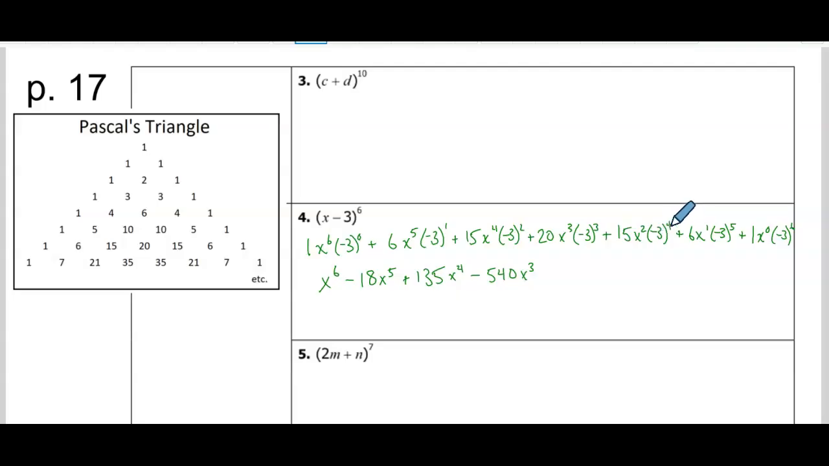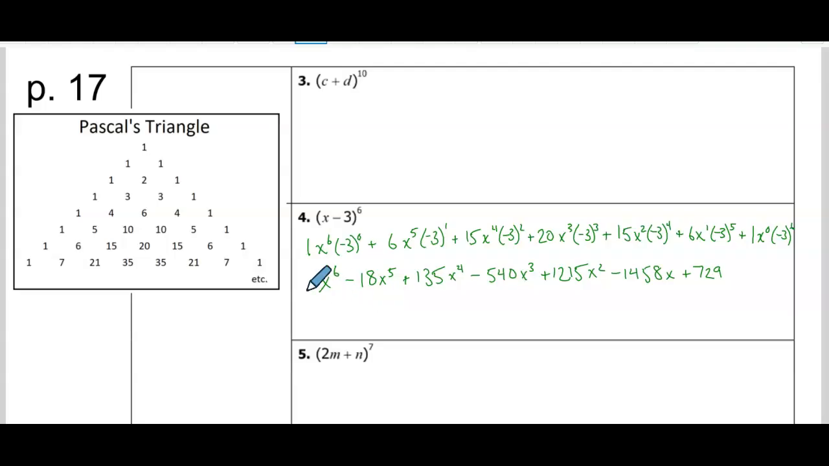Moving along here, -3 to the 4th is positive because it's an even power. 81 times 15 is going to give me 1,215. X squared. Second to last term here is going to be a negative again, -243 when I raise this to the 5th power, times 6 gives me a total of -1,458. And that's just x to the 1st. And lastly, this x to the 0 is nothing, it's just going to become 1. -3 to the 6 becomes positive, and 3 to the 6th power is 729.